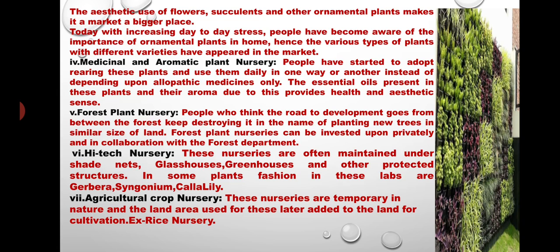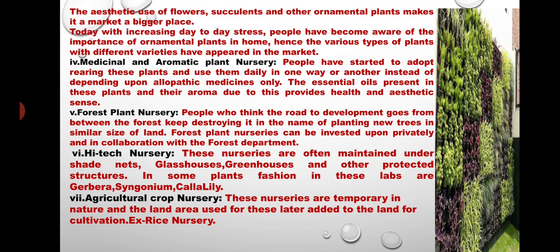Fifth one is forest nursery. People who think the road to development goes through the forest keep destroying it instead of planting new trees on a similar size of land. Forest plant nurseries can be invested in privately and in collaboration with the forest department.